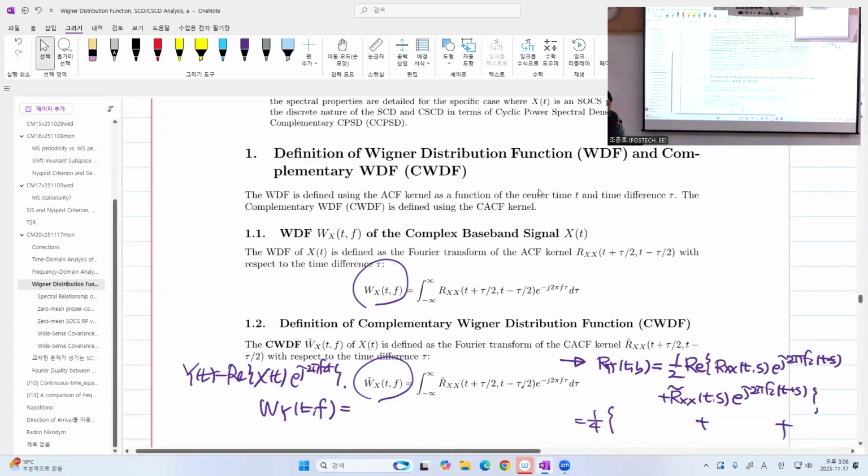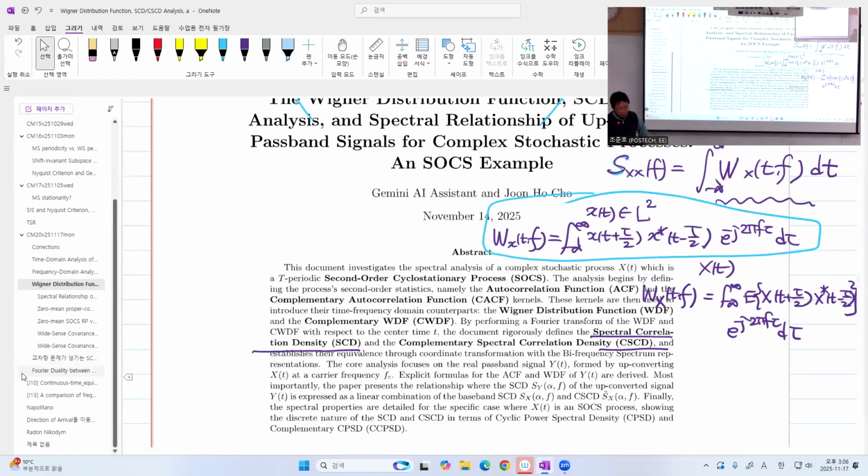Somewhere, it's buried somewhere. Anyway, what I want to say is this. In complex baseband, we have defined a second-order cyclostationary random process. It has a very special property in that its mean, the periodic signal, is really periodic at baseband. If you change the frequency a little bit, then you don't have periodicity.